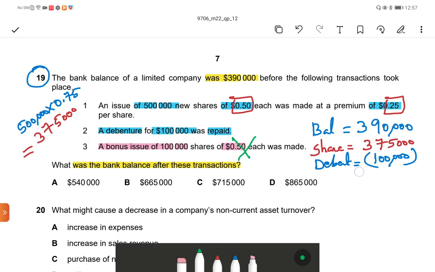So the total here is 390,000 plus 375,000 minus 100,000, which is 665,000. Correct answer is option B.